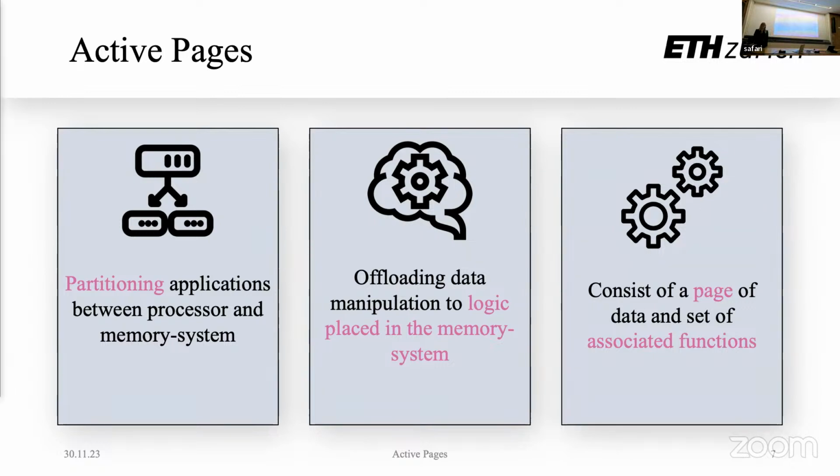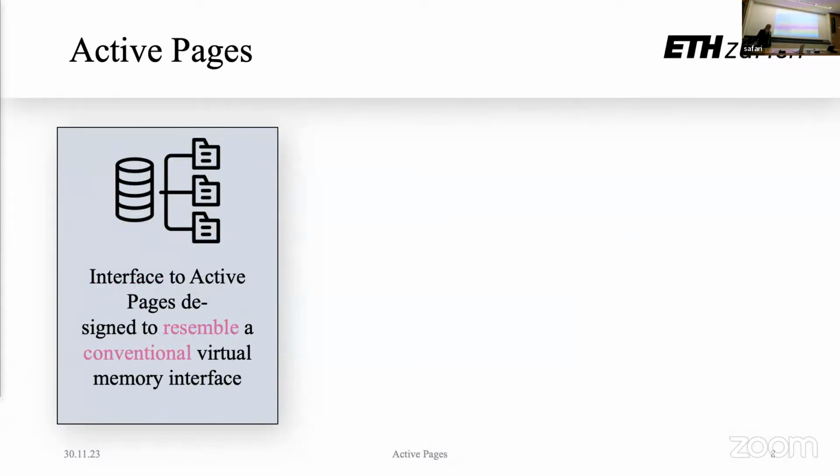Now I would like to talk about the interface of active pages. The most important part about the definition of the interface for active pages is that it's designed to resemble a conventional virtual memory interface. That means that we want active pages to be easily integratable with commodity microprocessors. Now, to give you a better understanding of the active page interface, let's look at an example of a sparse matrix multiply.